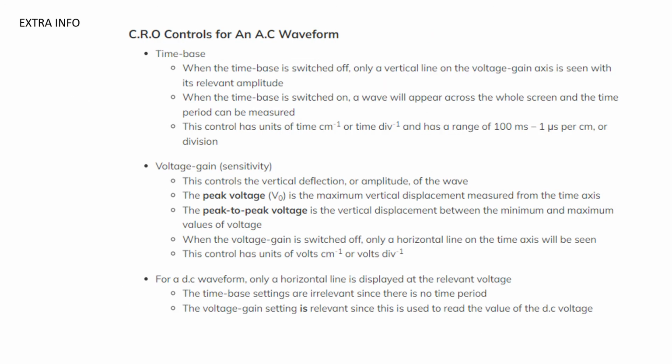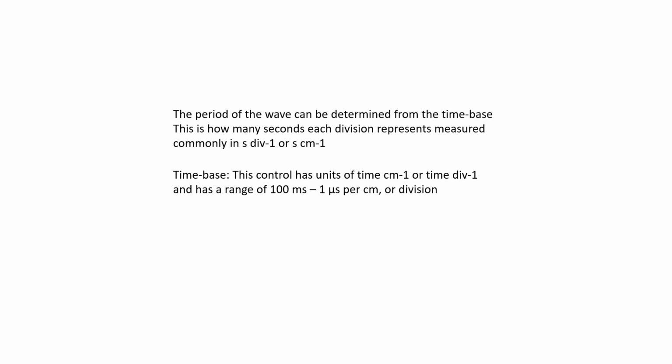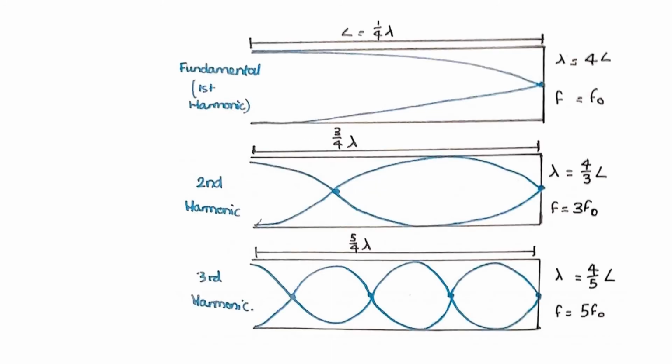This is just extra information. Right, so the period of the wave can be determined from the time base. This is how many seconds each division represents, measured commonly in seconds per div or seconds per centimeter. Time base: this control has units of time per centimeter, time per div, and has a range of 100 milliseconds to 1 microsecond per centimeter or division.